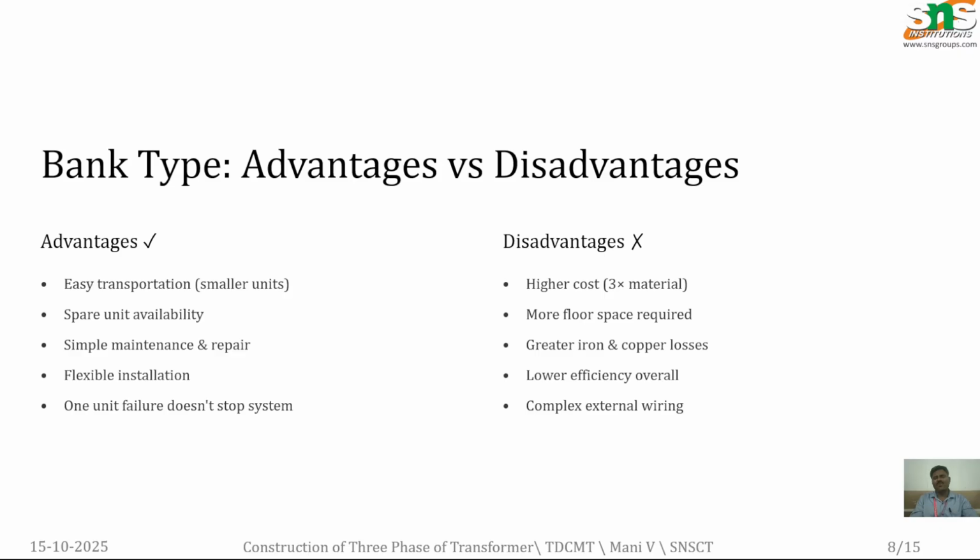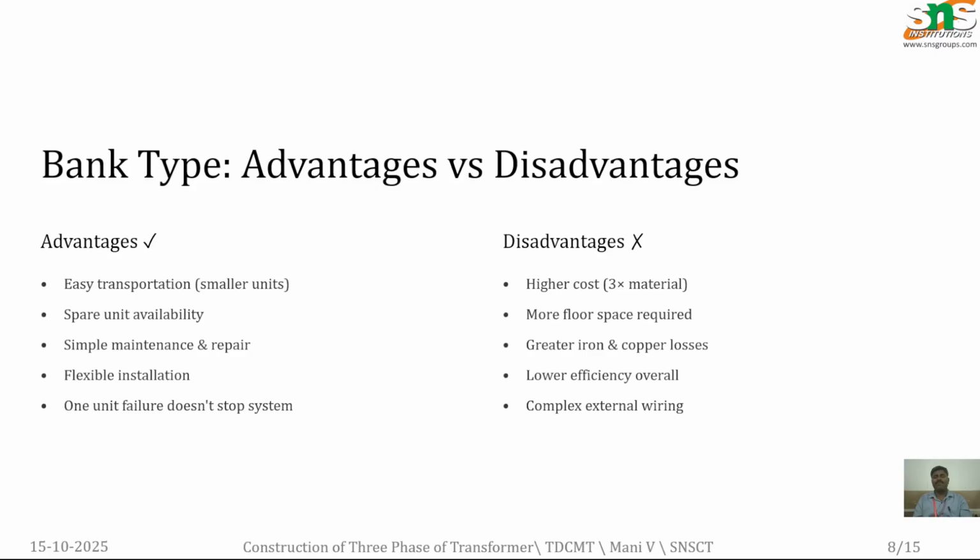So what are the advantages and disadvantages? Here it is very easy to transport because the unit is very small, so it is easy to transport from one place to another. And if there is a fault in one unit, that particular unit alone can be replaced, so a spare unit can be available. The maintenance cost is very low, and the repair cost is also very low. And it is very easy to install, with the flexibility that we can install it anywhere.